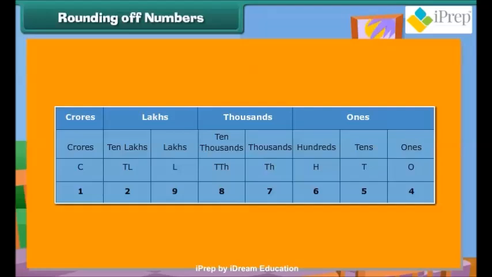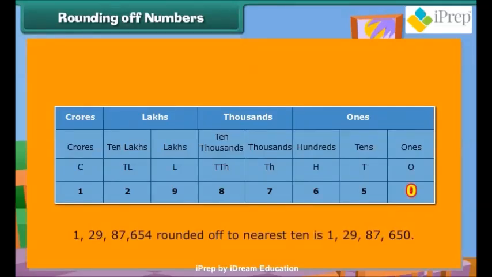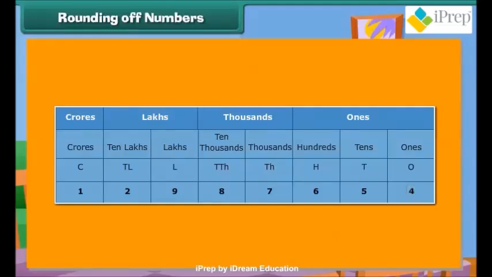Let us see how. Let us begin by rounding off 129,87,654 to the nearest 10. We first consider the digit at the ones place. It is 4. 4 is smaller than 5. We replace it with 0. 129,87,654 rounded off to nearest 10 is 129,87,650.